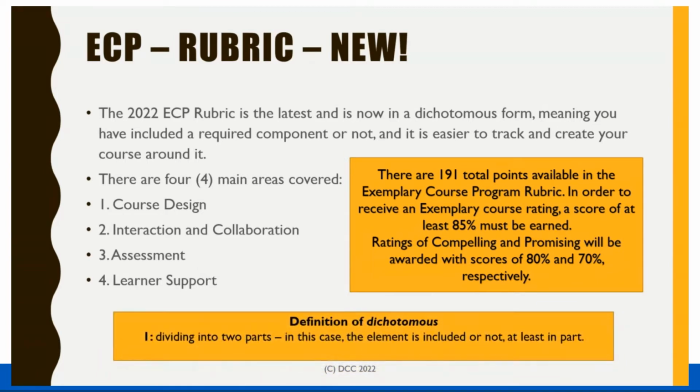And the rubric is based on a dichotomous method. Basically, it means you have it or you don't. Dichotomous is dividing into two parts. The earlier version of the ECP rubric was a rubric with shades of gray. You did a great job, you did an okay job, you did a fair job. Well, now it's basically you have the element or you do not. So it's very objective. It's very clear cut. You either have that element or you don't, which is really nice.